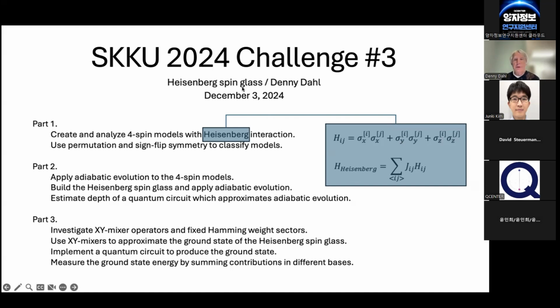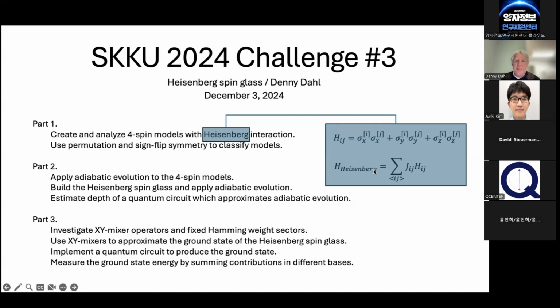And so what we're going to do is take this model and analyze it in a few different ways. The first thing I'd like you to do in part one is just classify the possible models that you could have if we just have four spins. I'm choosing a four-spin model just to make our analysis a little bit easier. And then in part two, I'd like to apply adiabatic evolution. I'll say a little bit more about what that is. Adiabatic evolution to find the ground state of this Hamiltonian.